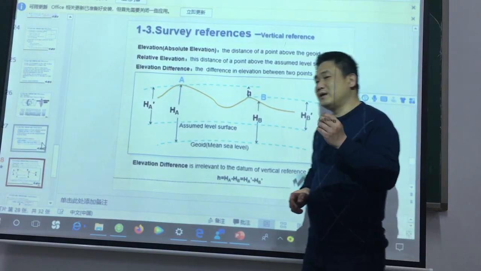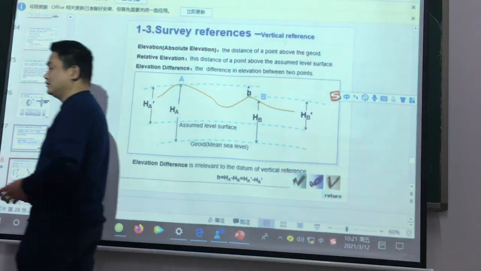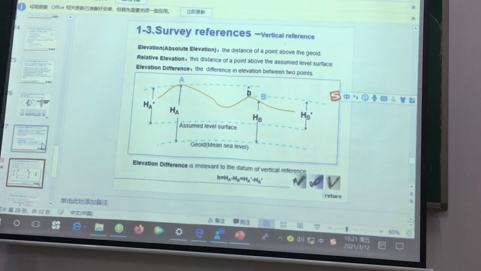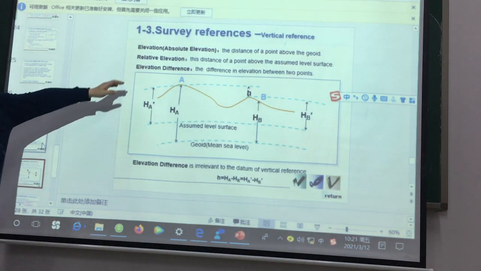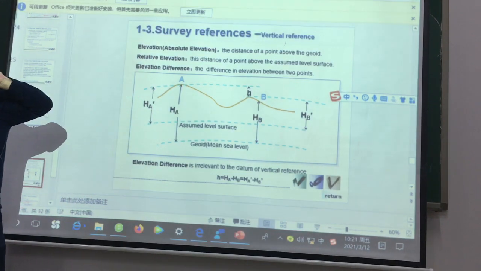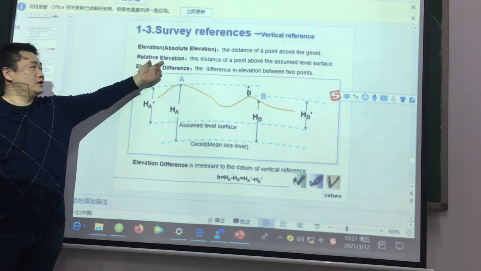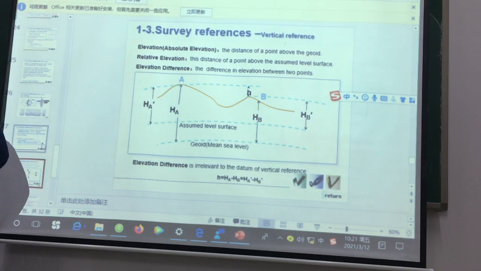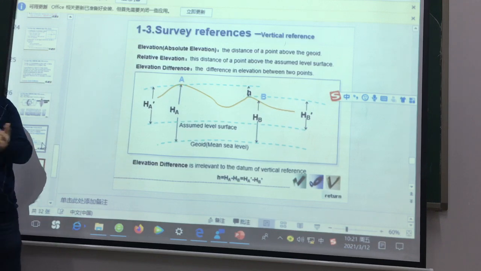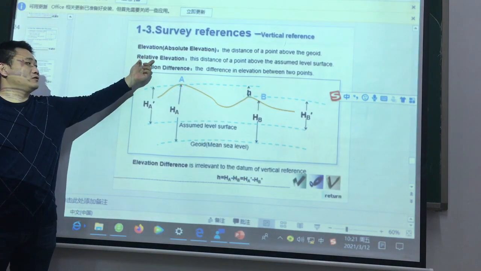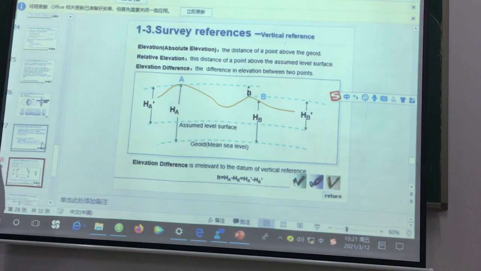So in a certain engineering project, when you define the elevation system, you can use absolute elevation to accomplish the elevation control. Also, you can use relative elevation to finish that. But in one project, you can use only one system. You cannot use absolute elevation and relative elevation together at the same time. You can use only one system to locate the elevation of points.